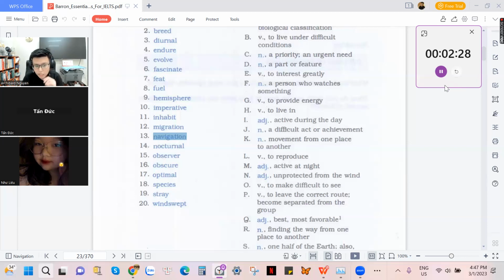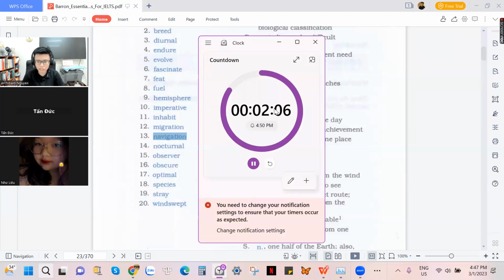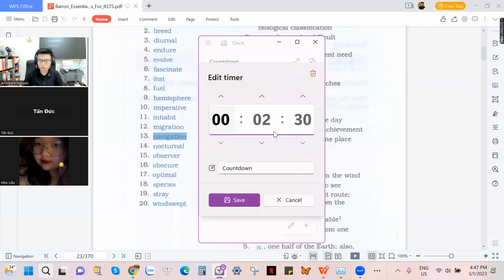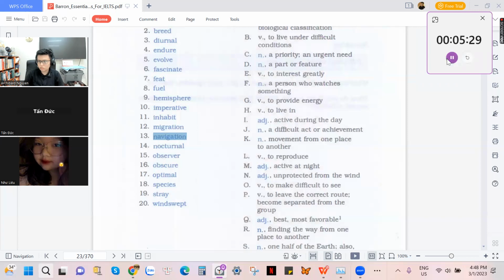Here I'm going to give you guys 5 minutes to think of a situation for the word navigation, and once again, try to present to me the word navigation. That is the reason why I give you 5 minutes for your preparation. The timer is set here at 5 minutes. Let's go. And here I'm going to stop the recording because you guys are in preparation.